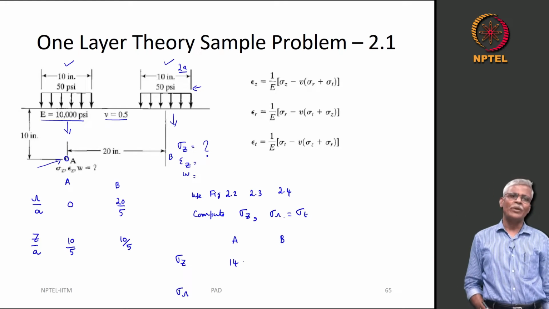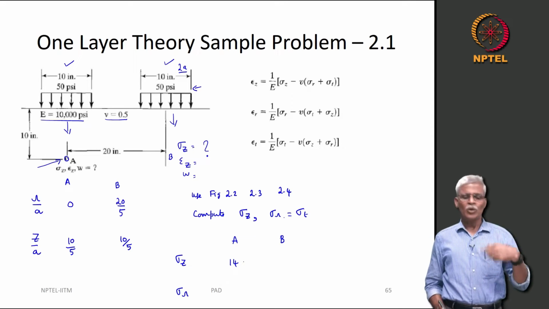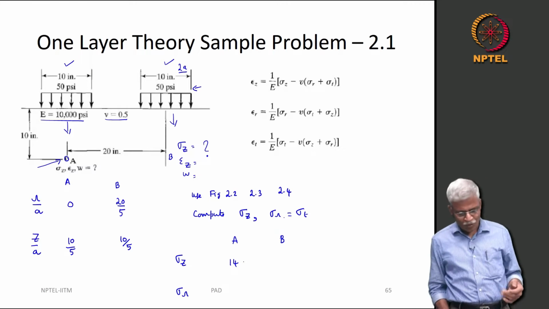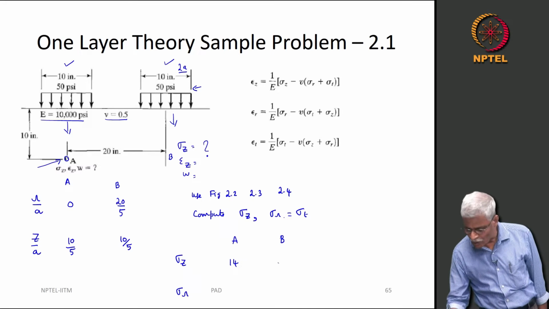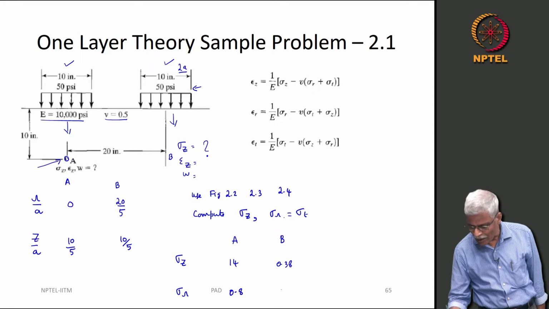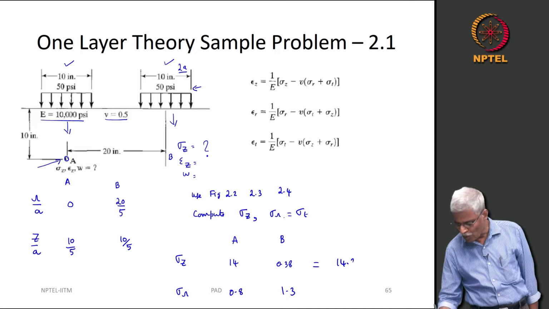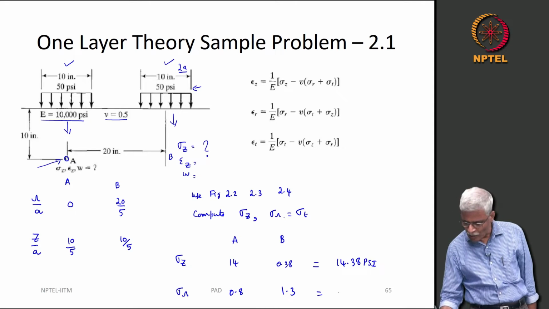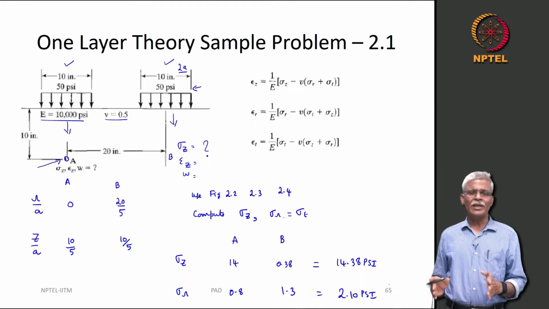So, this is going to be in psi. I have taken sigma z by q times 100. I know what q is here. It is 50 psi. I multiply it and then I get exactly what is needed. So, this is going to be 0.38, and similarly this is going to be 0.1 and 1.3. So, you add it up, you get 14.38 psi, and similarly you are going to get 2.10 psi. Okay, so what you did is a simple one layer problem.